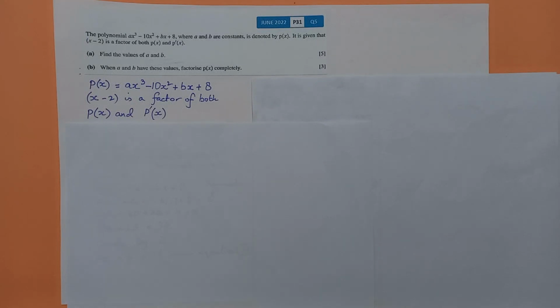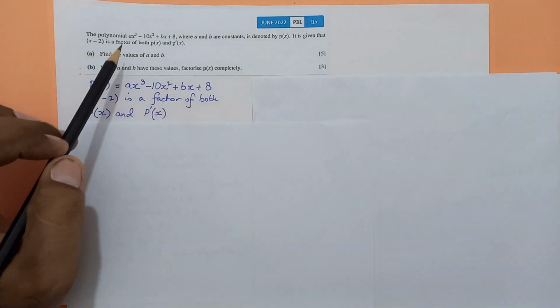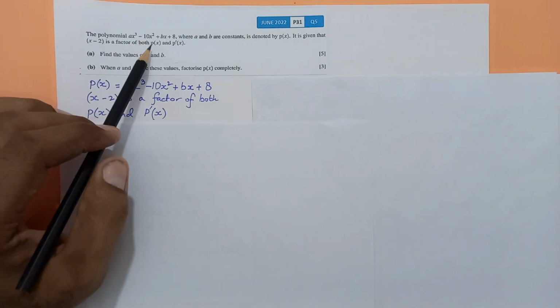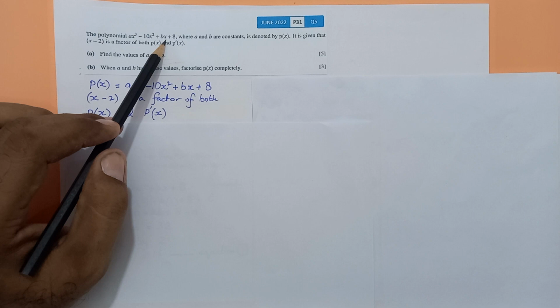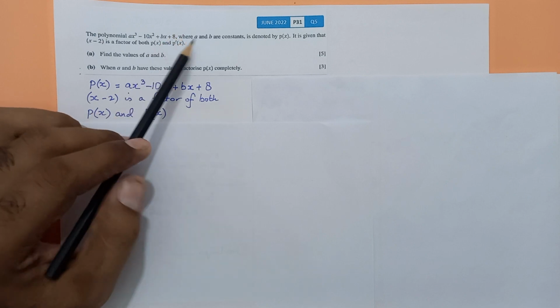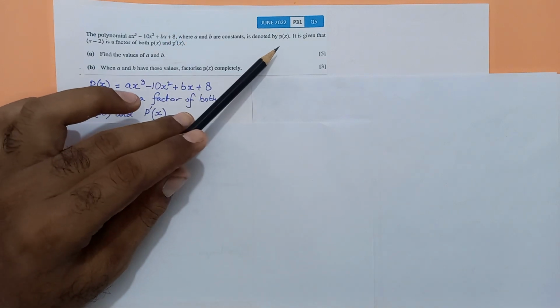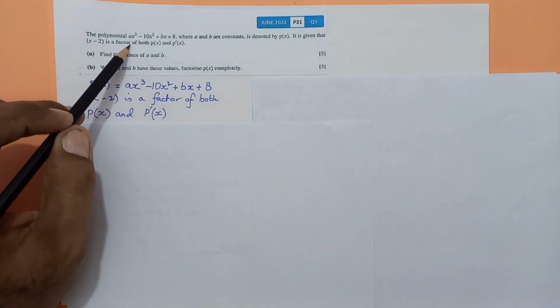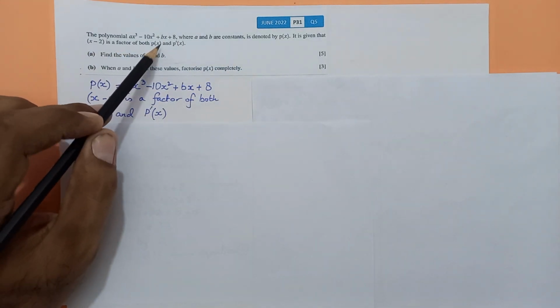Hello everyone. We have a question. It says that the polynomial ax cube minus 10x square plus bx plus 8, where a and b are constants, is denoted by p(x). It is given that x minus 2 is a factor of both p(x) and p'(x).